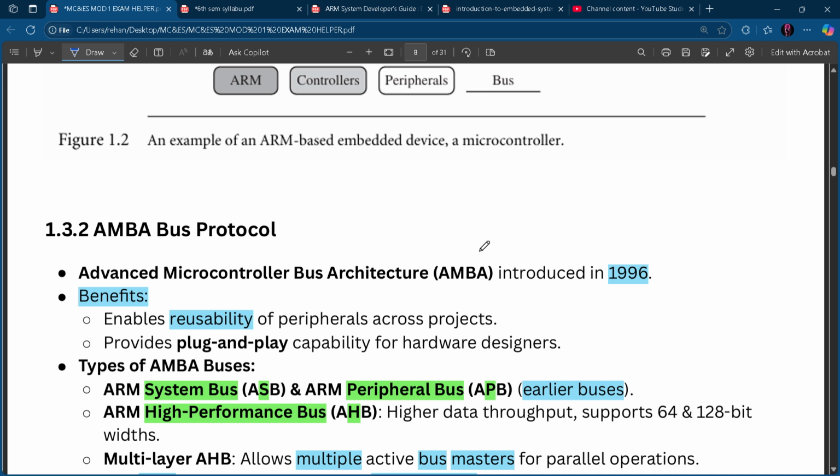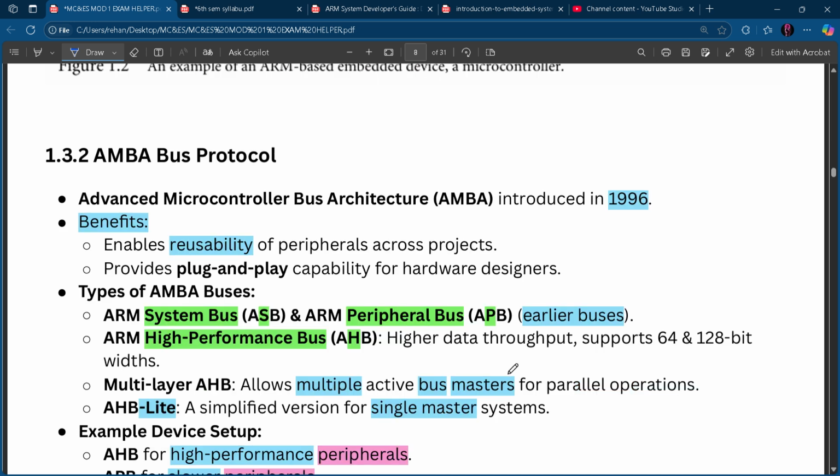AMBA stands for Advanced Microcontroller Bus Architecture. It is a protocol which was introduced in 1996. Its benefits: it enables reusability of peripherals across projects and provides plug and play capability for hardware designers. I'm not just reading it, I'll also explain it to you.